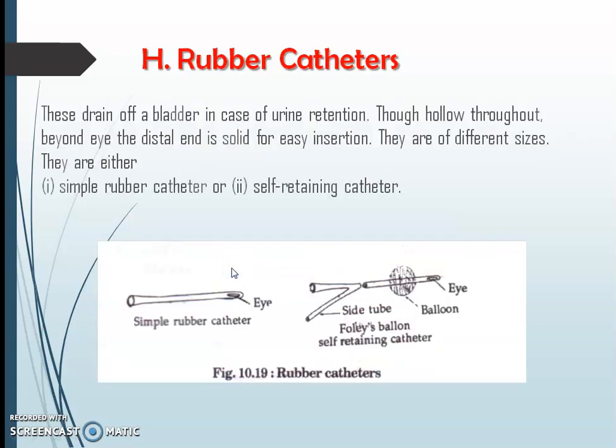Then rubber catheters. These drain the bladder in case of urine retention. They are hollow throughout, with the eye distal and the tip solid for easy insertion. They are of different sizes. They are either simple rubber catheters or self-retaining catheters. This is a simple rubber catheter. It has an eye. This is a self-retaining catheter. It contains a Foley balloon, side tube. This is the balloon and eye tube.